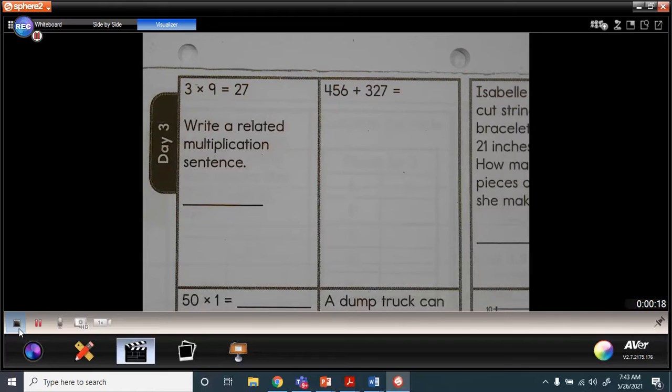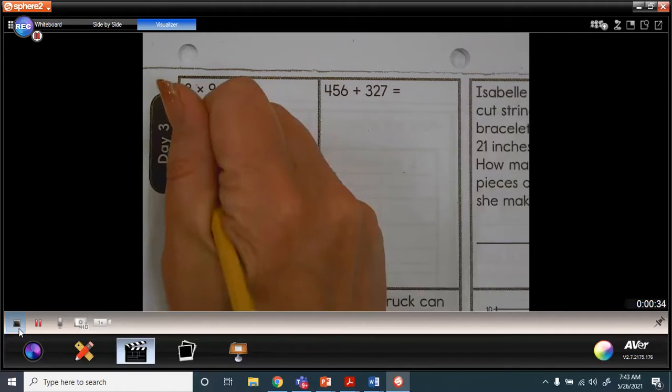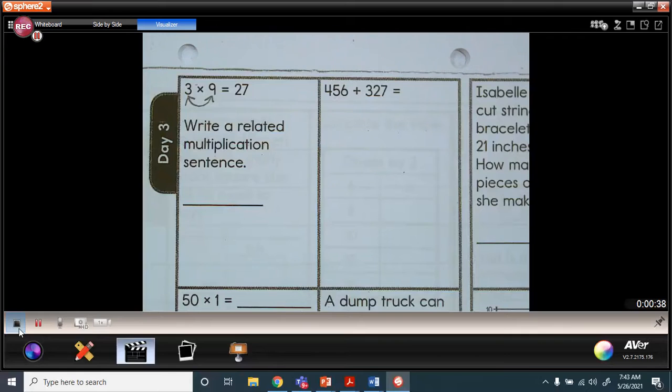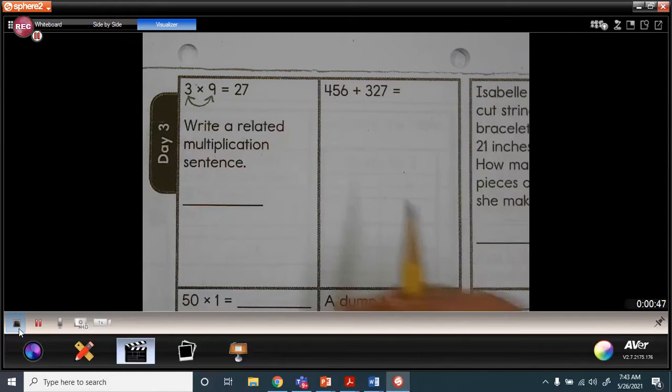So let's go ahead and begin with our first problem, which is going to be very easy because it says to write a related multiplication sentence. If you remember at the beginning of the year, we talked about how you can switch the factors in a multiplication sentence to create a new multiplication sentence with the same product. That's called the order property of multiplication.